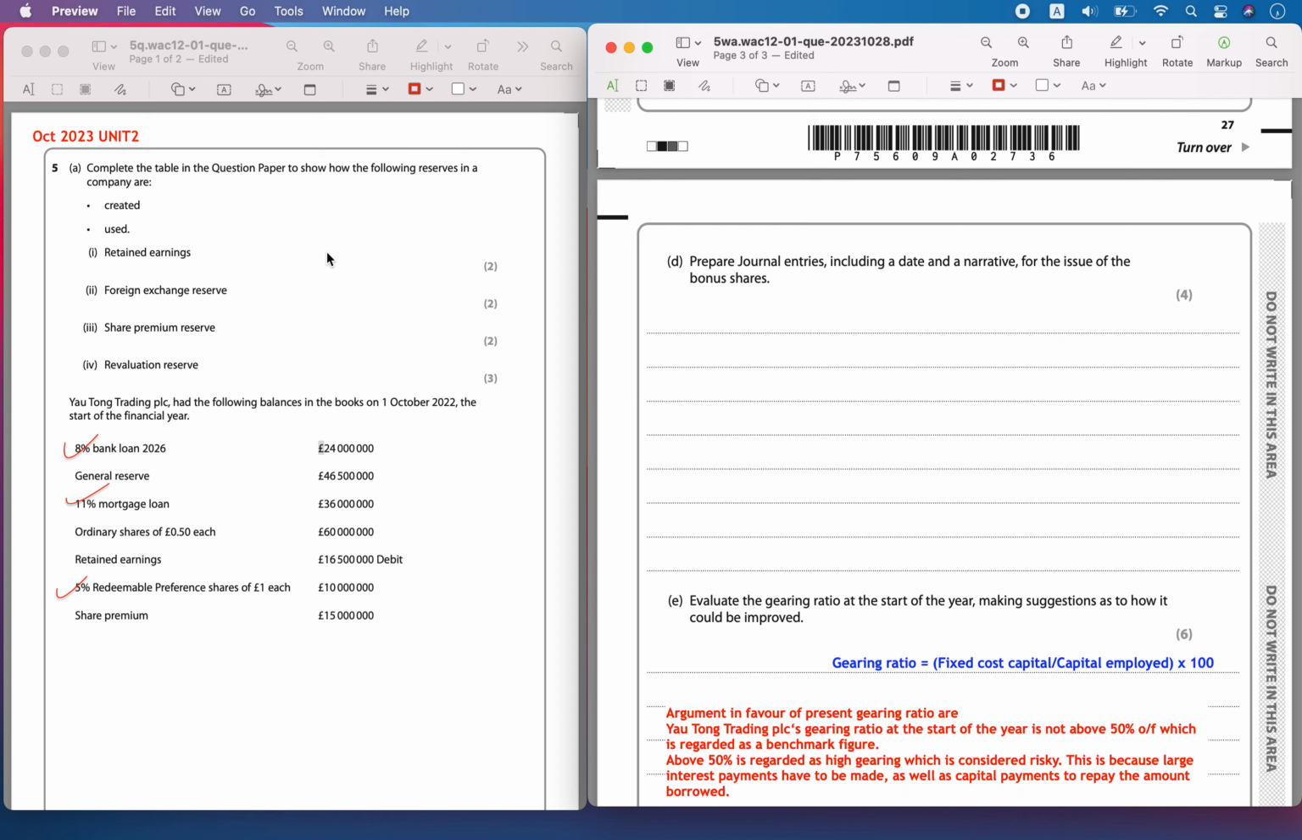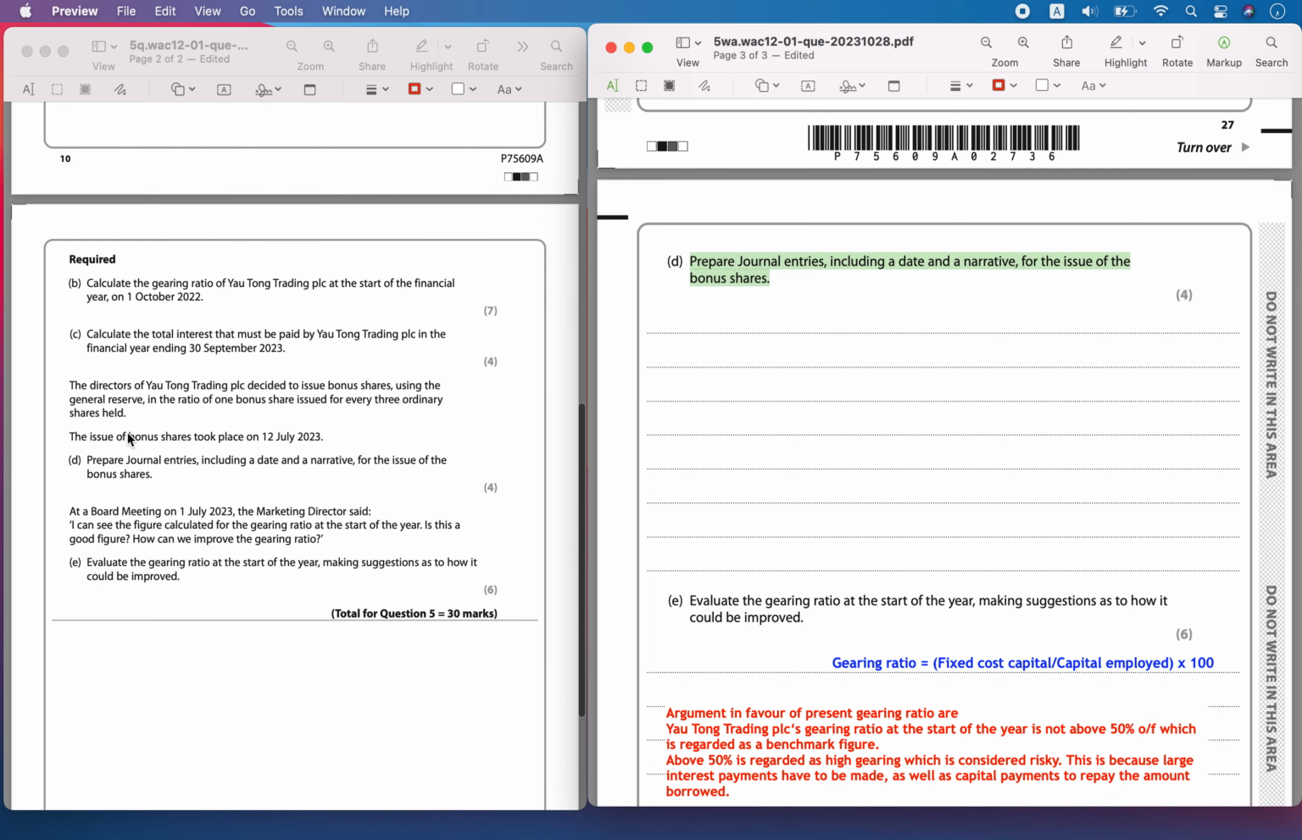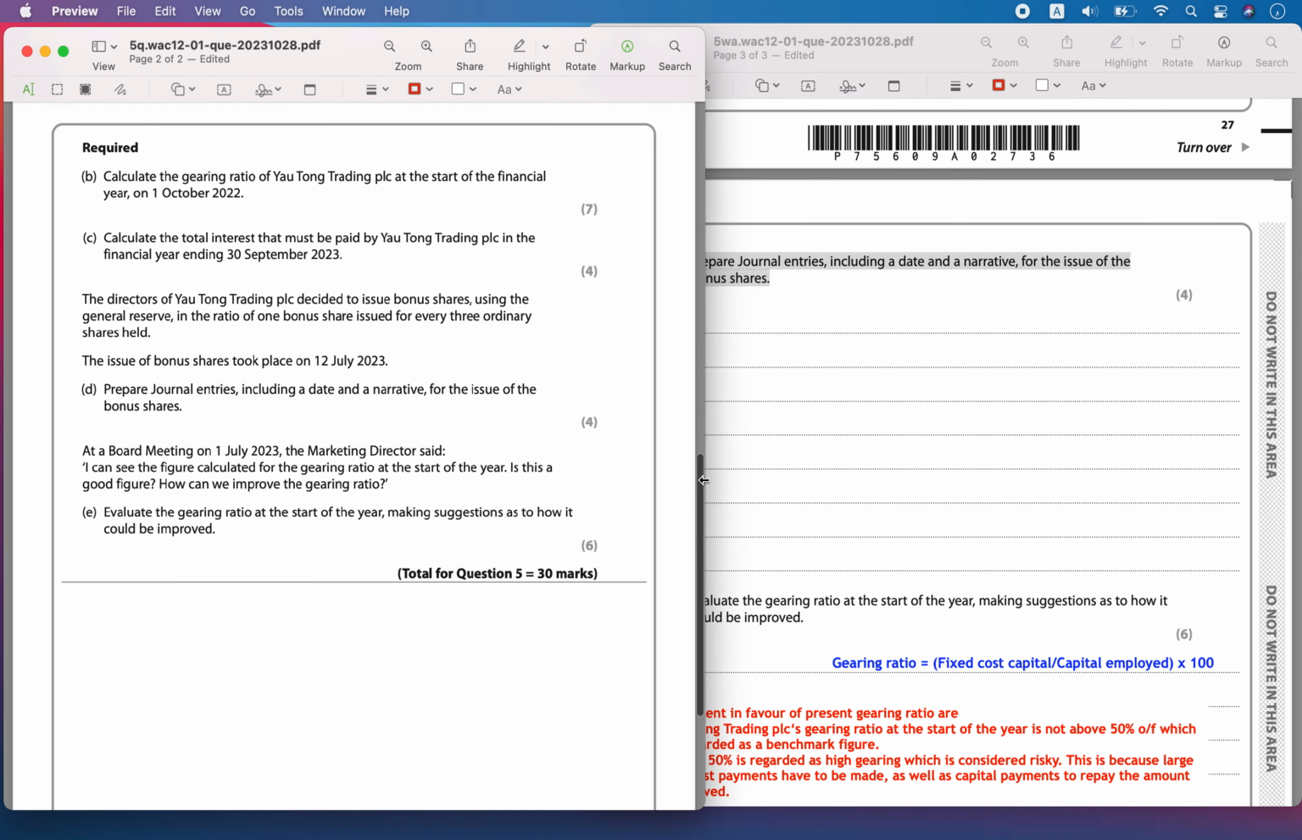Hello, today we are solving October 2023 paper Unit 2 question number 5 part D. Prepare the general entries including a date and a narrative for the issue of a bonus share. So the additional information is given here.